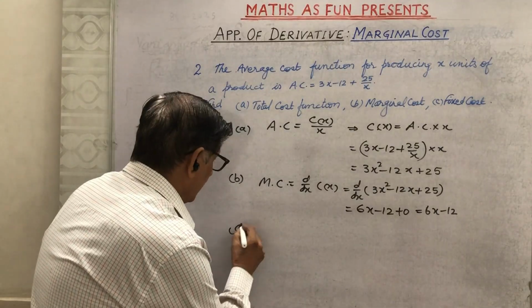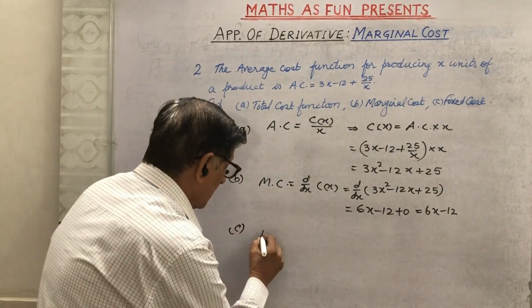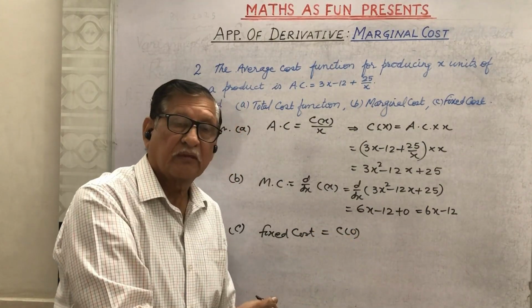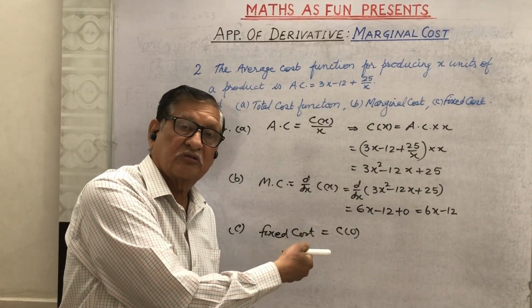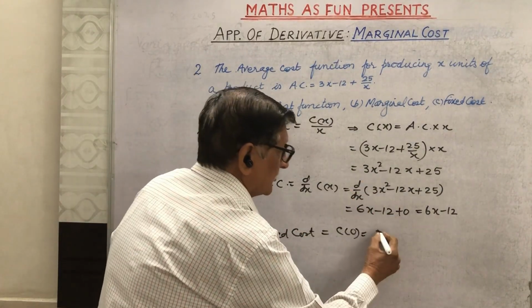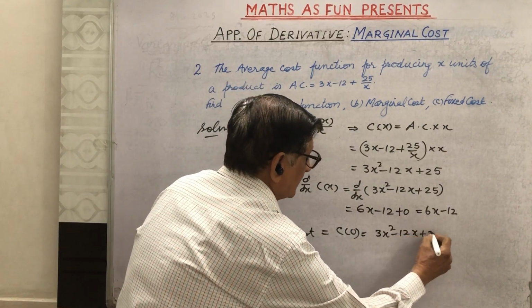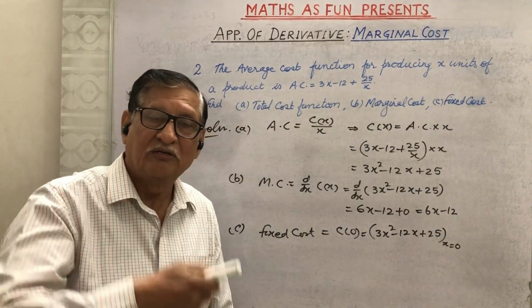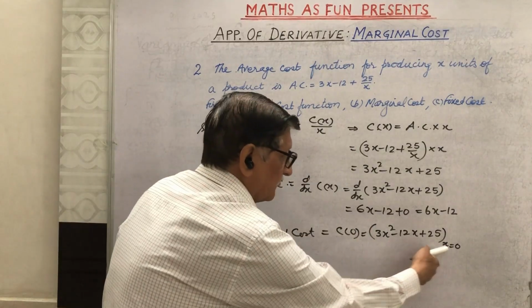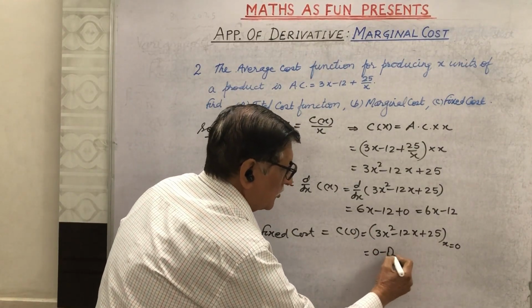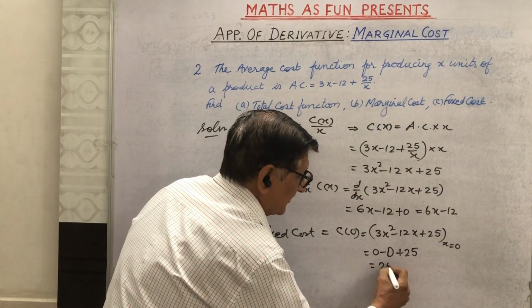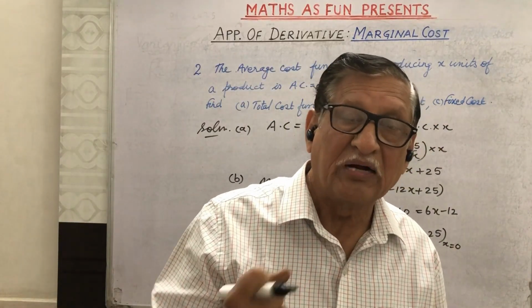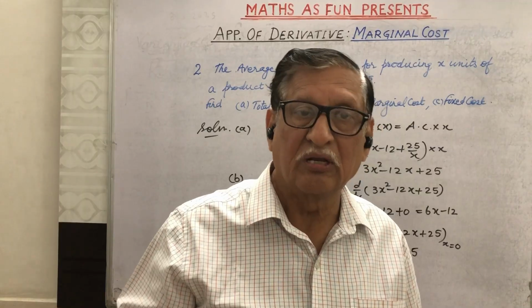Now in part C, we have to find the fixed cost. We know that the fixed cost is given as C0. C0 means the value of the cost function when x is 0. The cost function here is 3x square minus 12x plus 25. We put x equal to 0 to find the fixed cost. When we substitute x as 0, it is 0 minus 0 plus 25, so 25 is the answer.